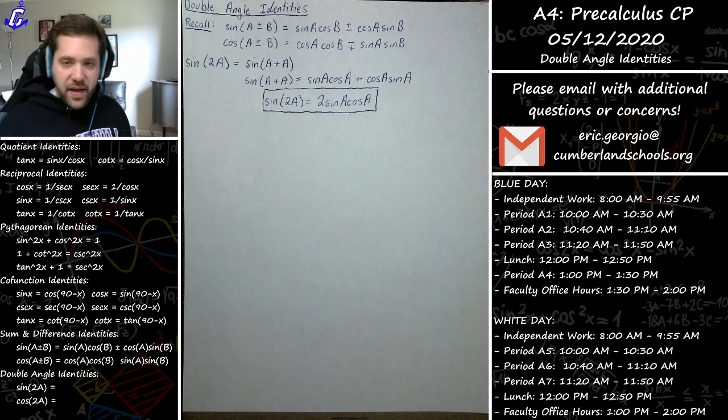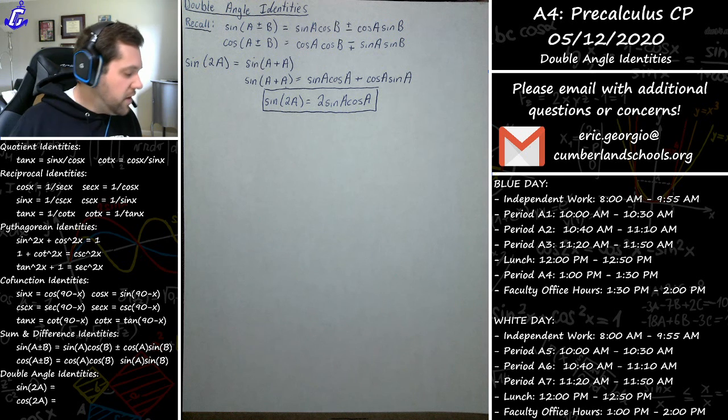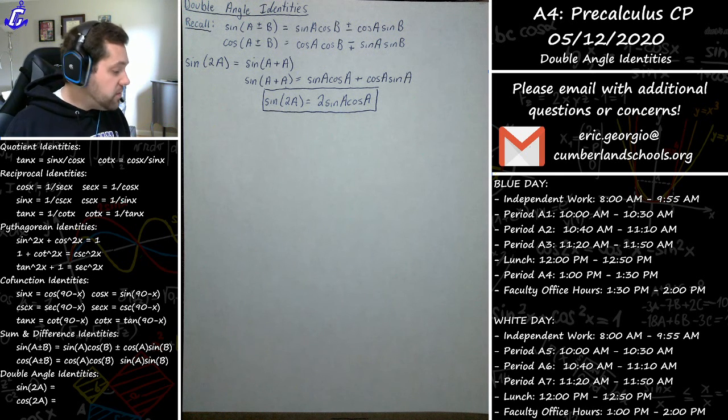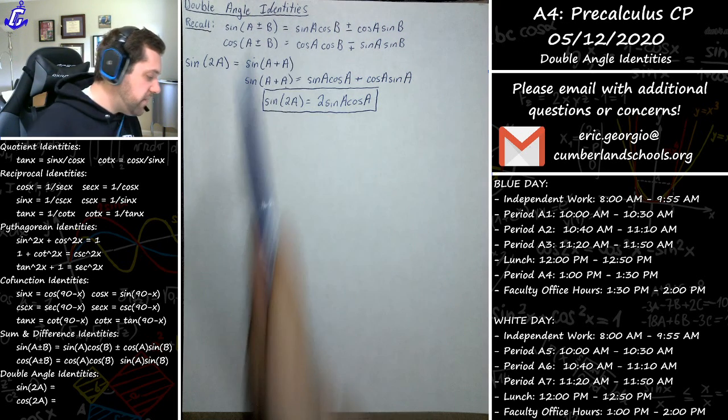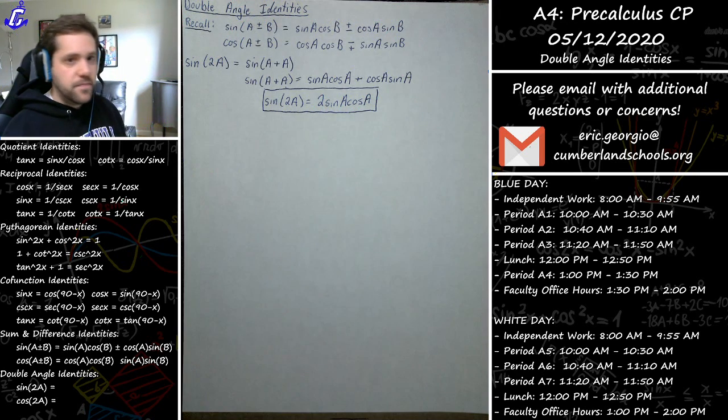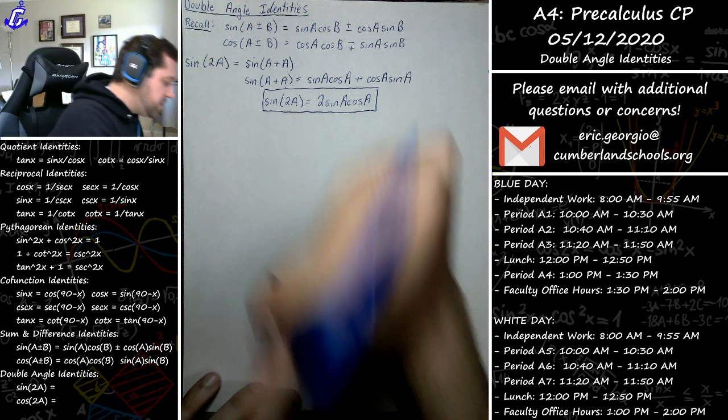I will add that on my little sidebar for next class. You can see there's a little space for it down there. For sine, you can say that the sine of 2A is the same as 2 times the sine of A times the cosine of A, because that just extends directly from your sum and difference identities. Okay? Likewise, we could take a look at the cosine as well.